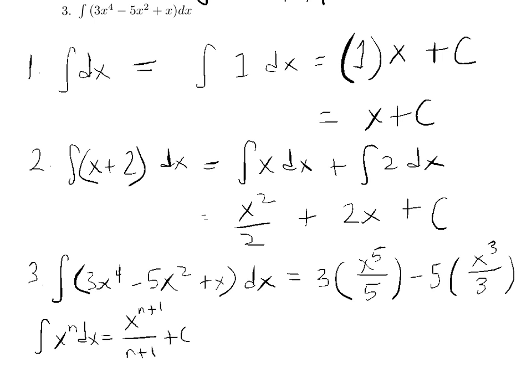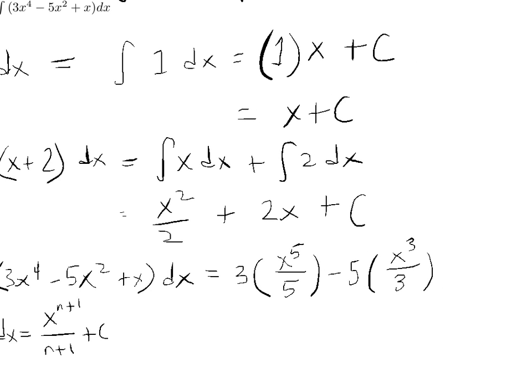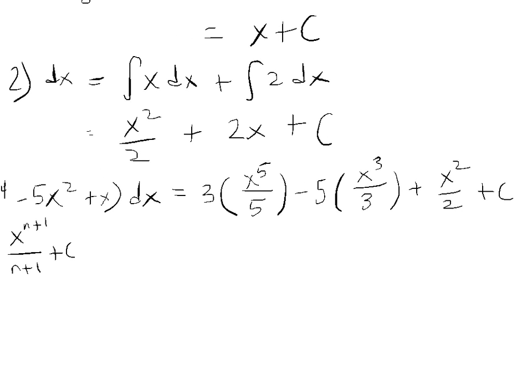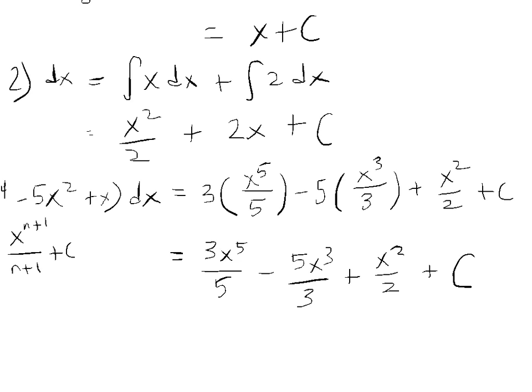All right, and then the last one, we have no constant. We're just dealing with x. The integral of x is very good. All right, and then once again at the very end, we need a plus c. All right, I am going to simplify it just once more to get all the fractions together. 3x to the fifth over 5 minus 5x to the third over 3 plus x squared over 2 plus c.